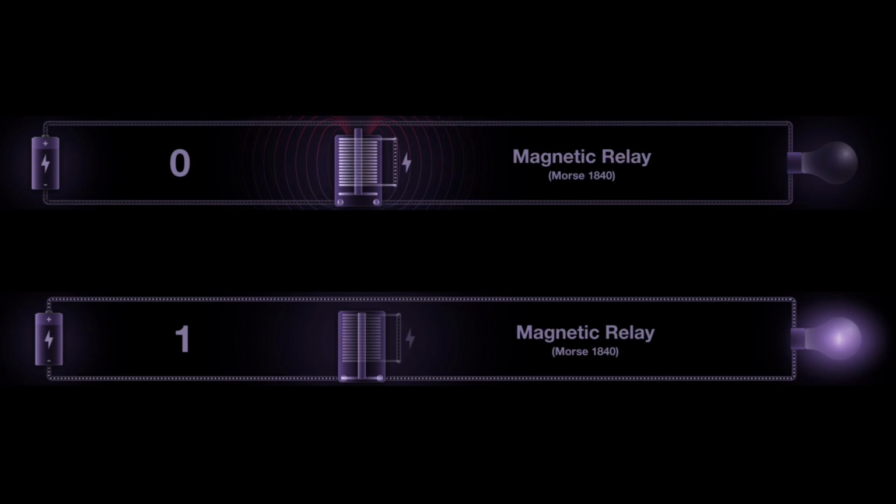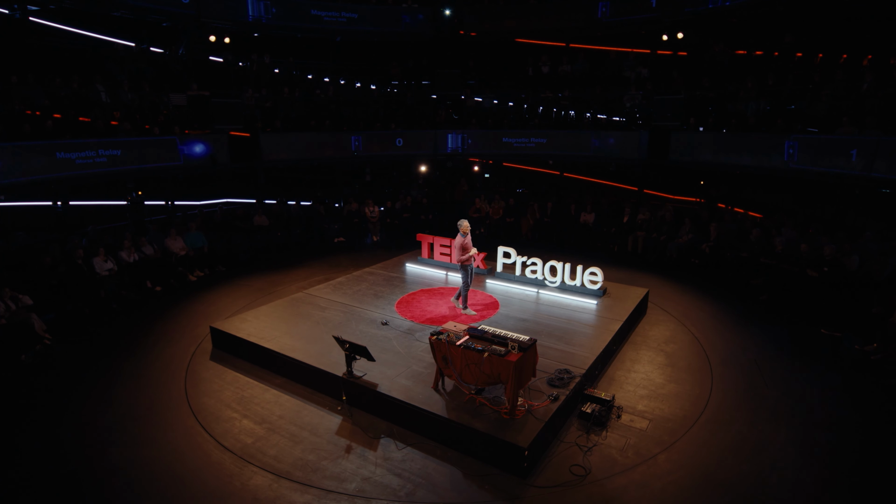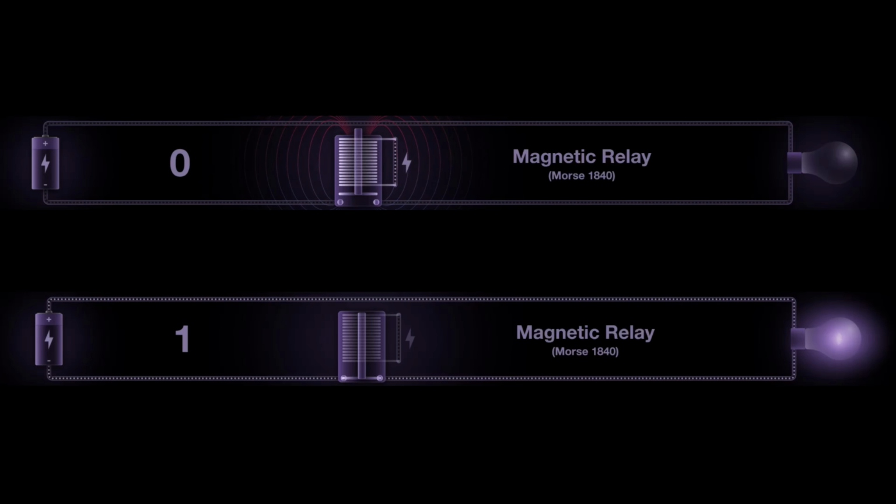There is an electromagnetic coil that is generating a magnetic field, and this magnetic field is lifting the magnetic arm. And this disconnects the circuit. There is no current flowing, there is no bulb shining, and we have logic 0. In the other animation, the magnetic coil is releasing the arm, and the circuit closes, and this represents the logic 1.